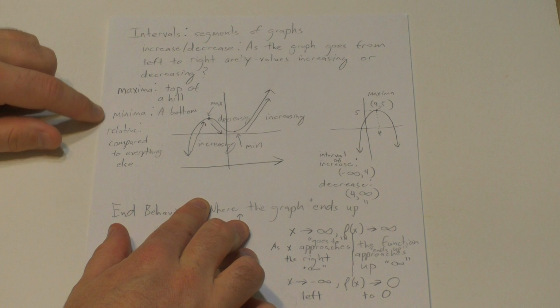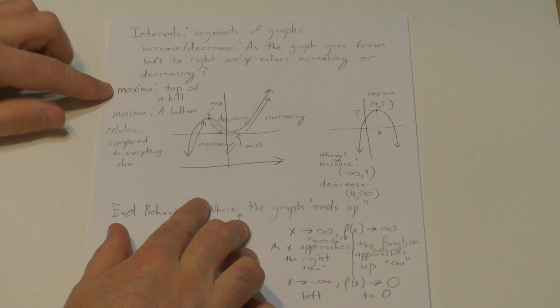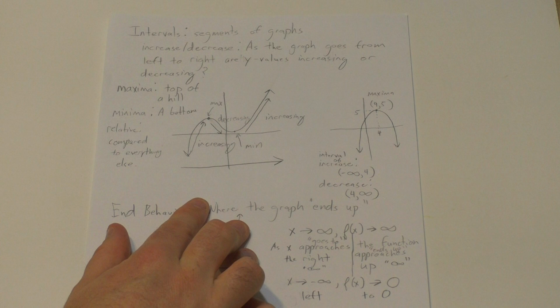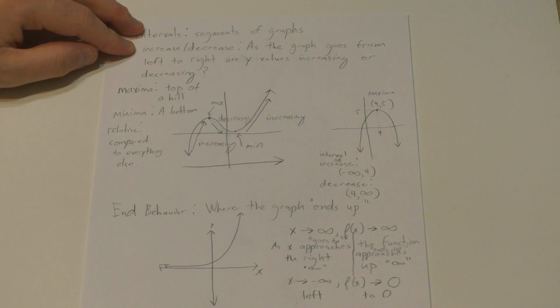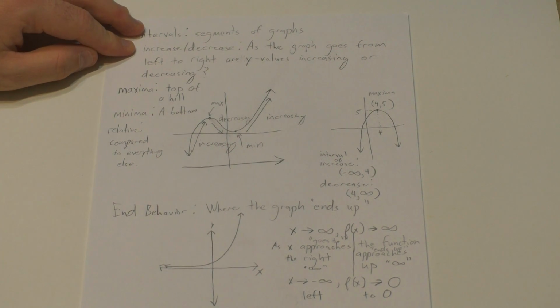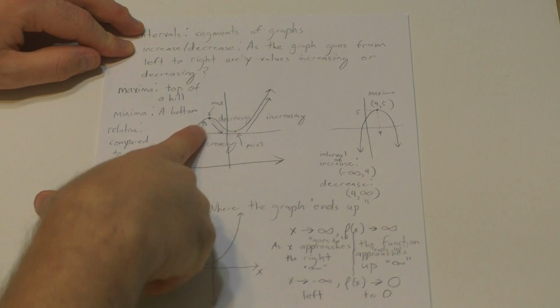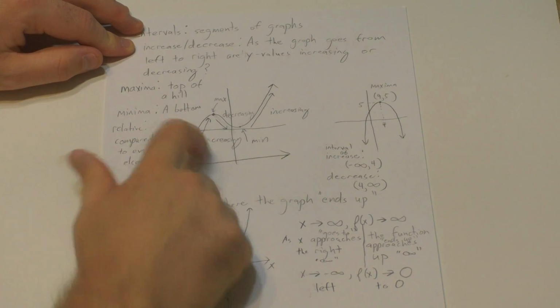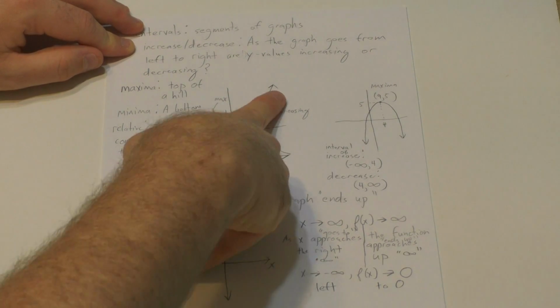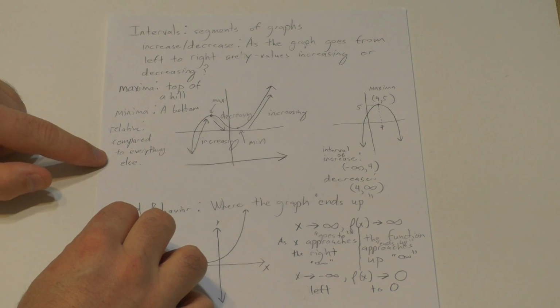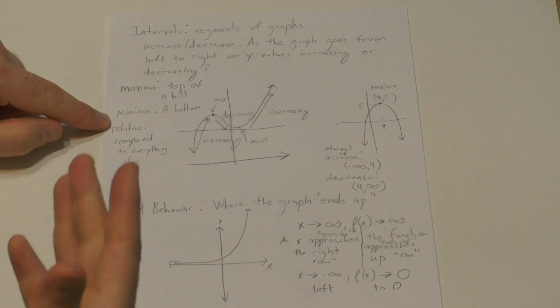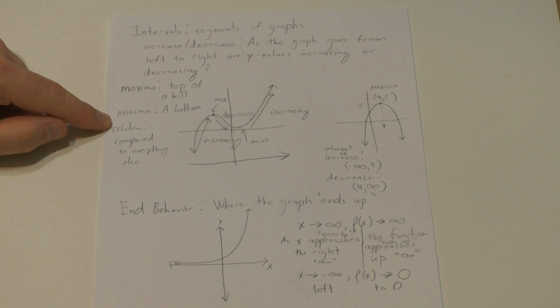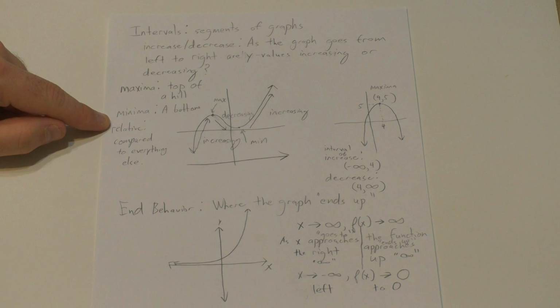Now it's a good time to point out another key feature, which is maxima and minima, okay? Maxima means top of a hill, or the top. Minimum means the bottom, okay? Better yet, a maximum would be a point where the graph stops increasing and starts decreasing. A minima is a point where it stops decreasing and starts increasing, okay? Sometimes they'll be called a relative maxima or minima. That means compared to everything else around it, it's a top. Or compared to everything else around it, it's a bottom, okay?